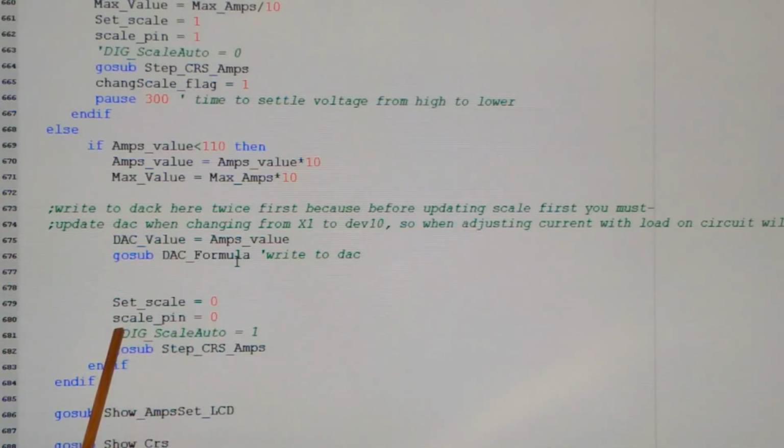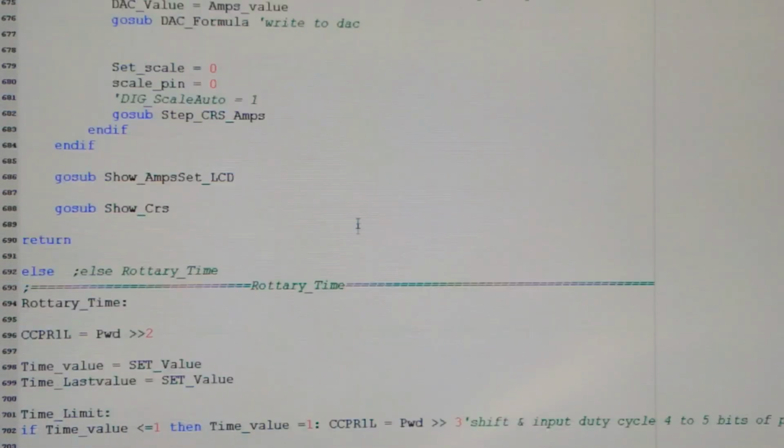You see here, set scale pin to 0. That means I've changed from divide by 10 to times 1, which means the voltage is going to be higher. So I had to update the DAC first, since the DAC determines when your trip point is. Okay, and the trip section is not done through the software, it's done through the hardware. I have to make sure the DAC is updated first, then change your scale. Okay, so that's why it's done like that there.